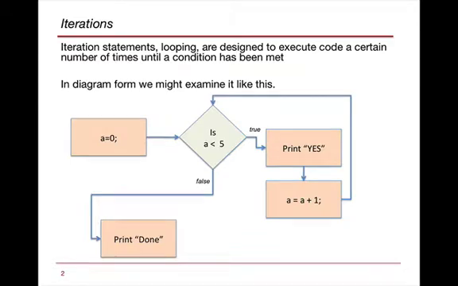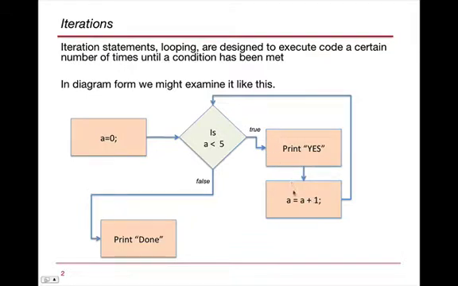So this is what the diagram looks like. We'll start with a variable a equal to 0. We will test to see, is a less than 5, which in this case it is. And since that's true, we will then print yes. I will then have an iteration statement, or an incrementer, that will add 1 to a. Once I have that, I will loop back to the condition to see if a is still less than 5. And if it is, I will print yes and increment it again.